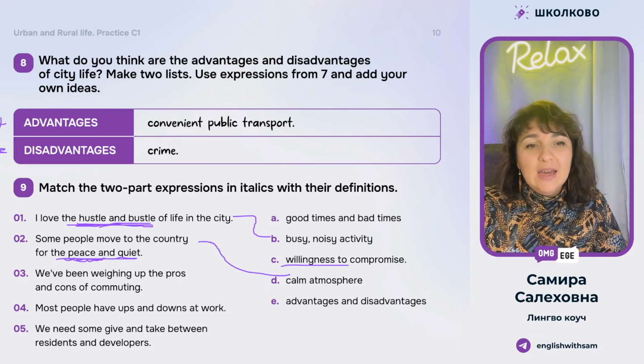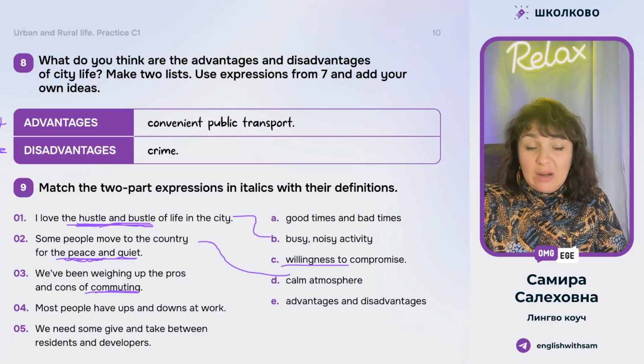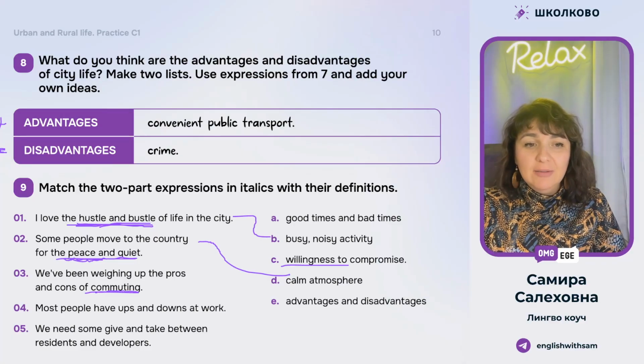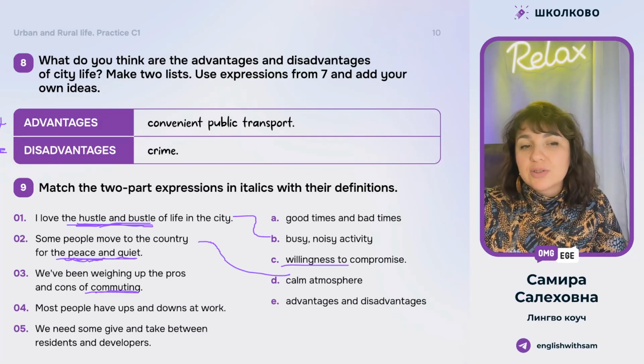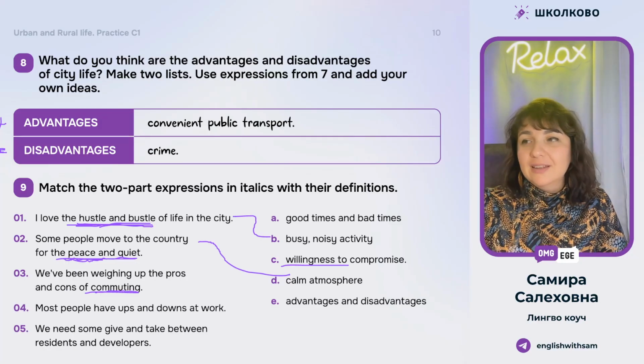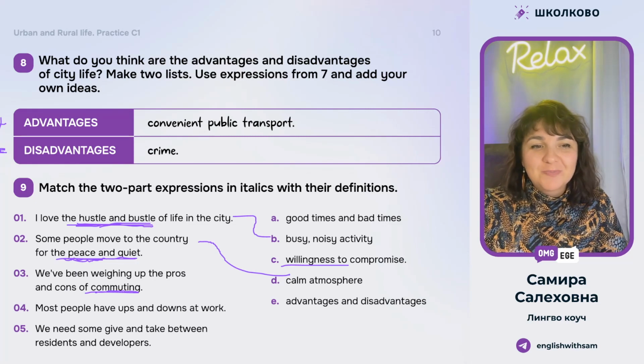We've been weighing up the pros and cons of commuting. So, for example, a young couple wants to buy a house somewhere, right? And they are considering buying it and just weighing up the pros and cons. So, is it okay to commute or not? Yeah, I don't like it, but I have to. Yeah, advantages and disadvantages. That's right.